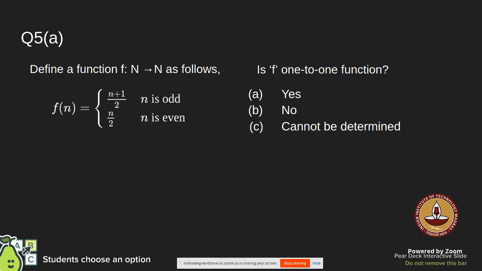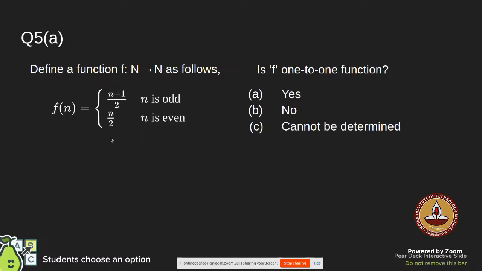And whenever n is odd, our function is going to (n plus 1) by 2. And whenever n is even, our function is going to n by 2. So suppose I tell you, what is f(4)? Can someone tell me what is f of 4? 2. Yes. I divided, since 4 is an even number. So 4 divided by 2 is 2.